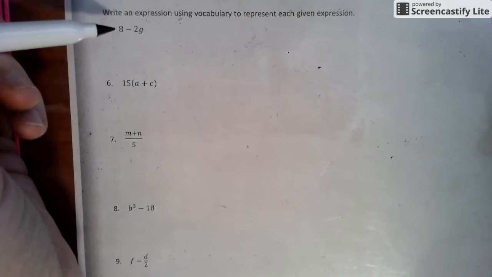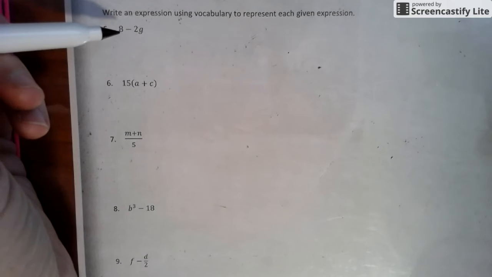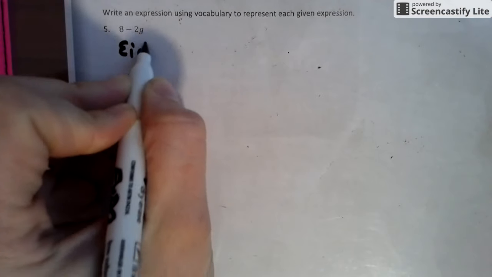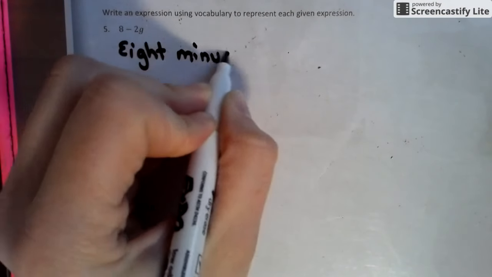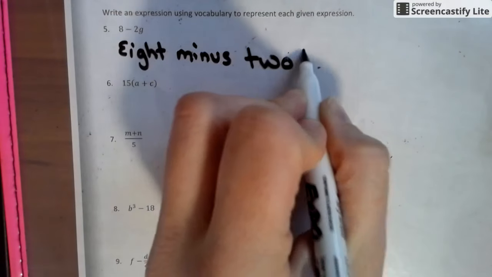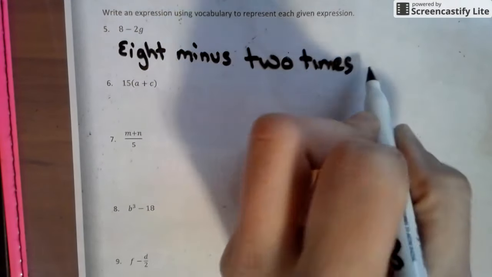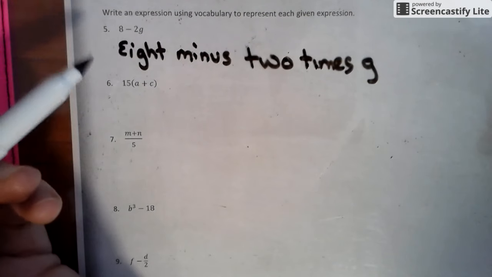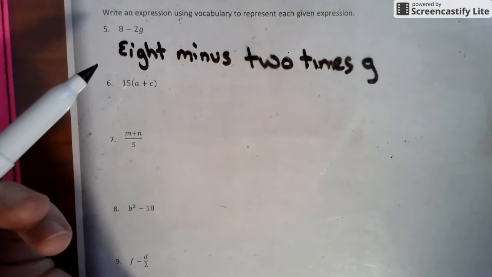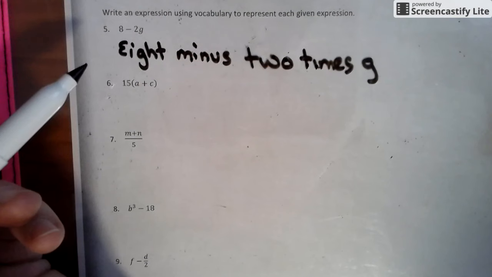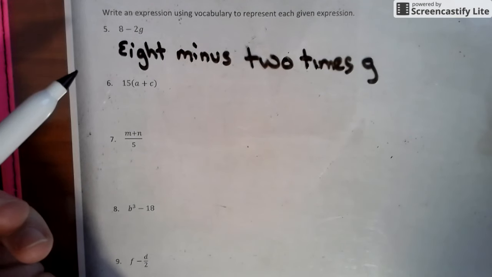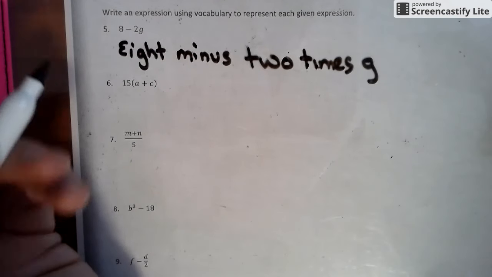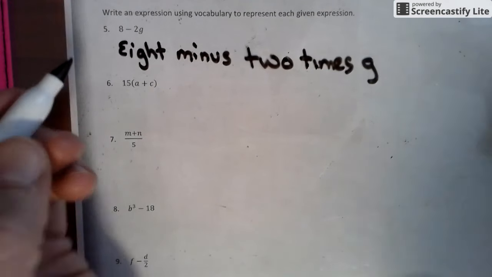When we see something like this, I look at it and I think 8 minus 2 times g. So that's exactly what we're going to write. We're going to go 8 minus 2 times g. And that's that. We could also say something like the difference of 8 and 2g. There's all kinds of words we can use, but keep it easy. So keep it easy for yourself.